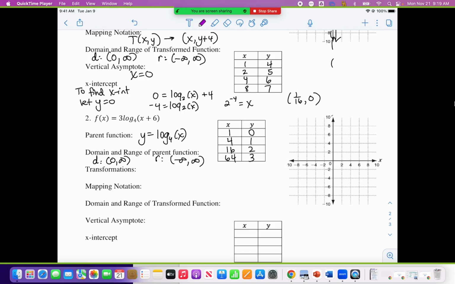I see a 2. Emma, can you give me one of them? Left 6. Good job. That's left 6. Humira, what's the other one? Now it's a 3. Vertical stretch of 3.